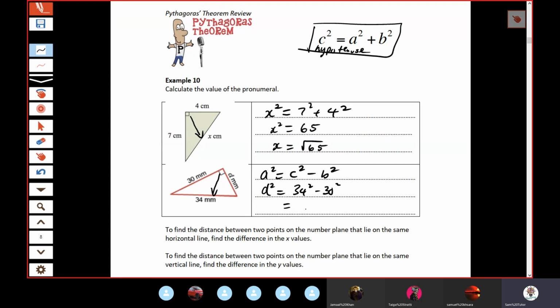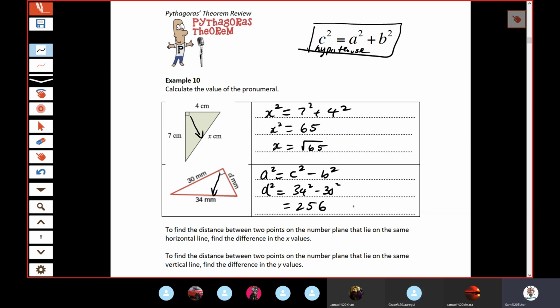Now we'll need a calculator, which I don't think I have nearby. So give me 2 minutes. No, won't have it yet. Can someone work that out for me? 34 squared take away 30 squared. Someone have a calculator next to them? 256. Thank you very much.